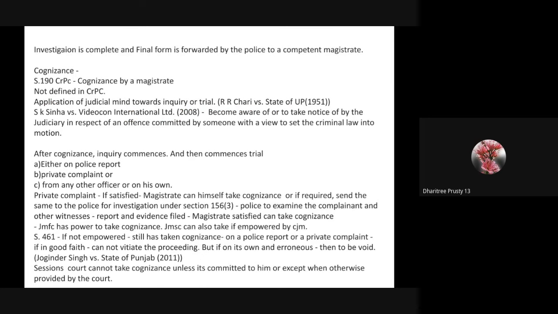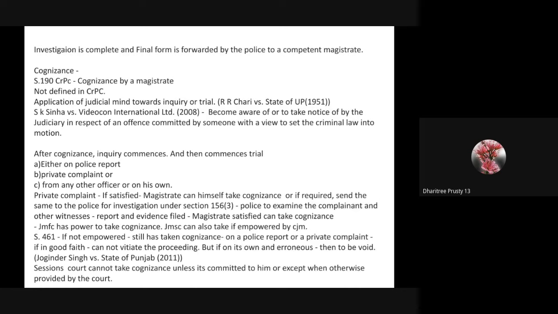So as I discussed, once investigation is complete and the final form is forwarded by the police to a competent magistrate, the all-important step of taking of cognizance comes into picture. Section 190 talks about cognizance, and in fact, if we analyze the provisions of CrPC, there are many times cognizance has been taken up, so also the term charge, but none of them has actually been defined in the CrPC.